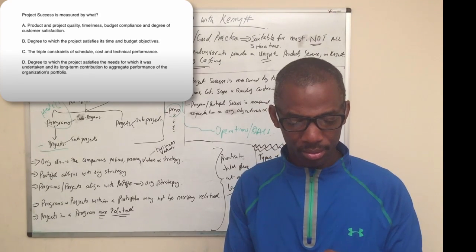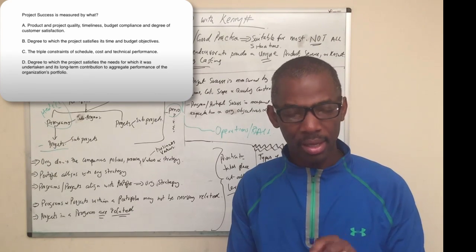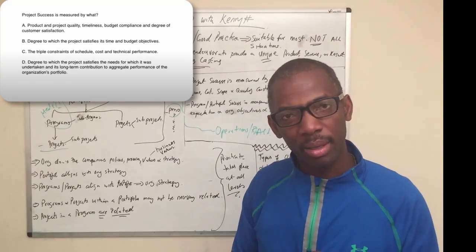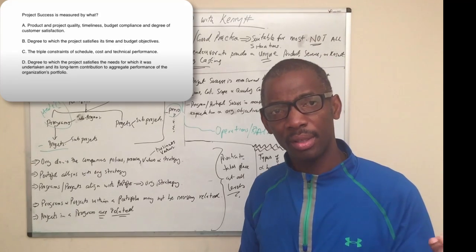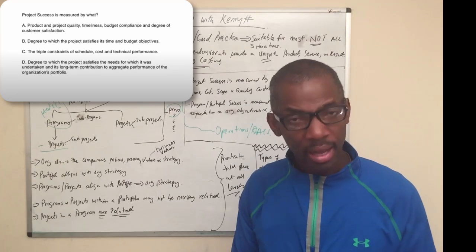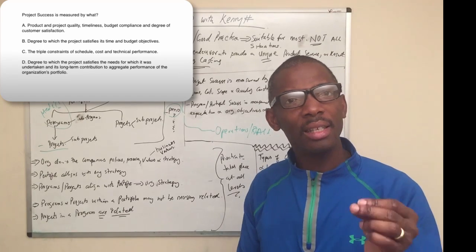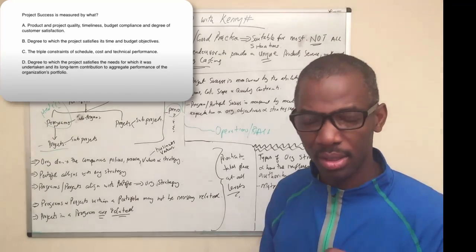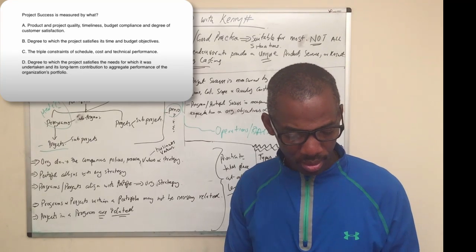It says the product, the project quality, the timeliness, the budget compliance, and degree of customer satisfaction. I'm going to put that straight away as yes, but I'm going to park it for now until I talk about the rest. The project is the delivery of a product, service, or result. The quality criteria, how quickly you do it, on time in terms of the budget, and obviously the degree to which the project sponsor and all your stakeholders, in this case your customers, are happy. So I'll probably take that straight away, but let's go to the next one.